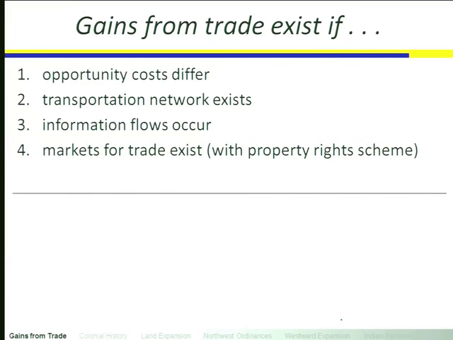And there has to be some sort of a market, not like the grocery store, but some sort of scheme by which trade can take place. Some agreed upon set of rules. And here we talk about property rights schemes. Some agreed upon set of rules that govern who owns a good and whether or not they have the right to sell it or trade it with somebody else. With those four preconditions, then it's possible to have gains from trade.